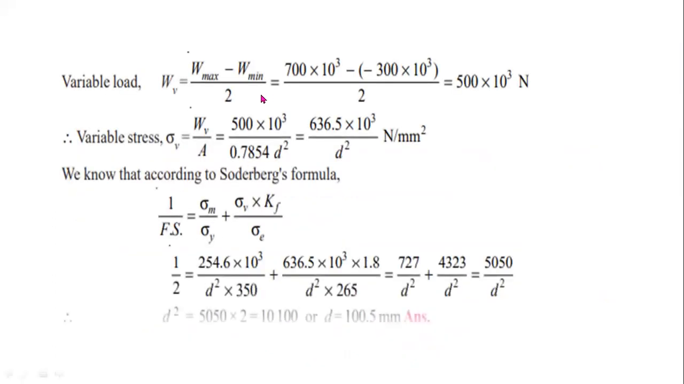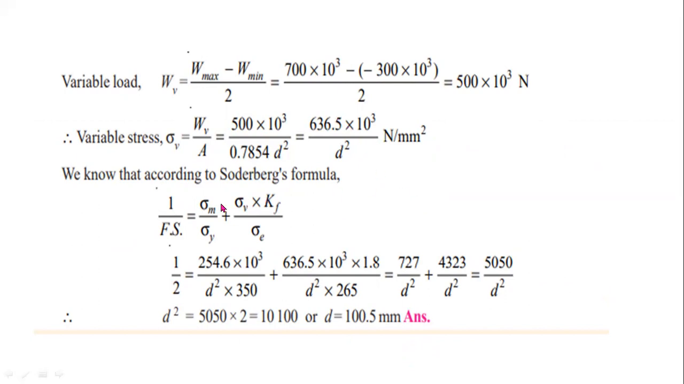Similarly, variable load equals maximum load minus minimum load by 2. So here maximum load 700,000 minus minus 300,000, divided by 2. The variable load is 400 into 10 power 3 newtons. Now already we know the formula for variable stress. Variable stress equals variable load by cross section area. So variable load equals 400 into 10 power 3 divided by cross section area pi by 4 d square. So this is the value of variable stress in terms of diameter.